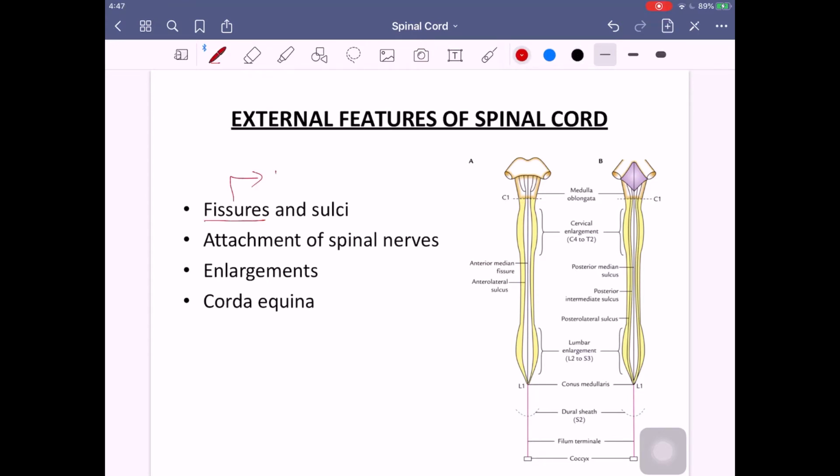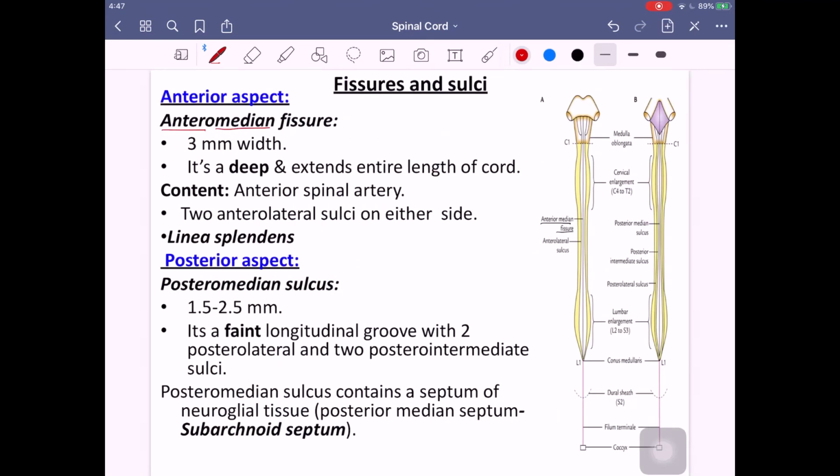As I mentioned, the fissures are the deep grooves, whereas sulci are superficial grooves. So let us talk about them first, and these are seen externally on the spinal cord.